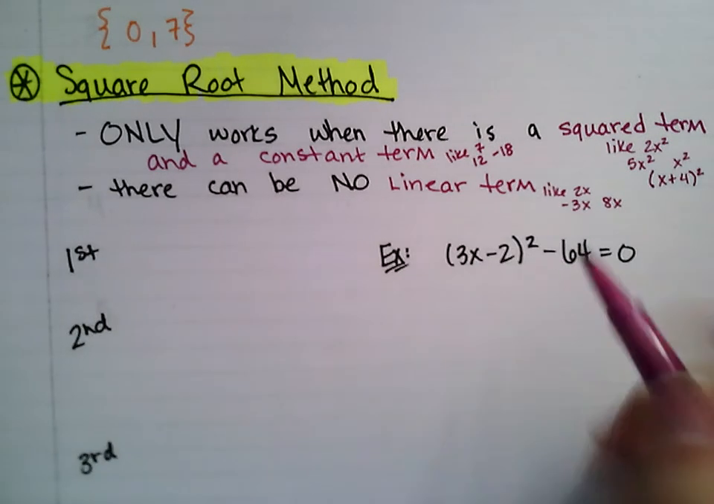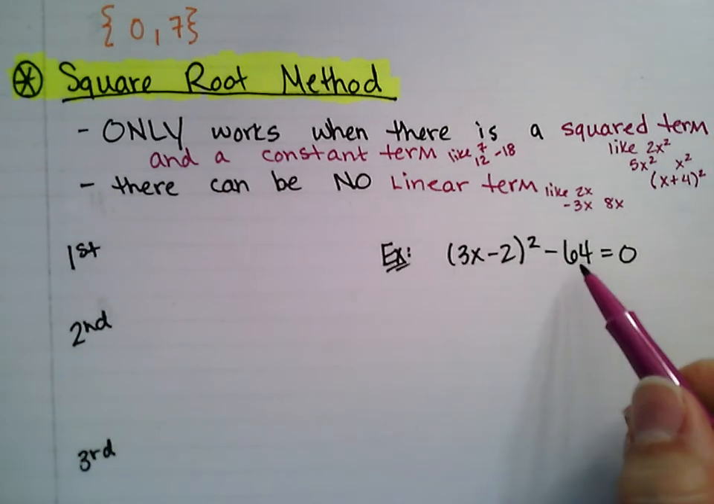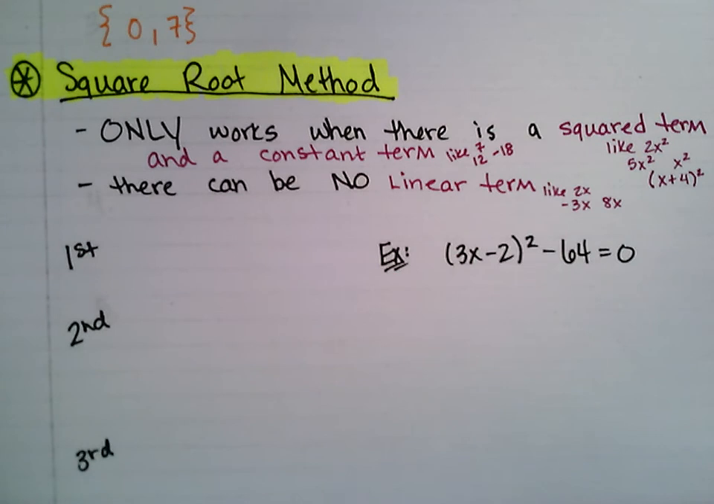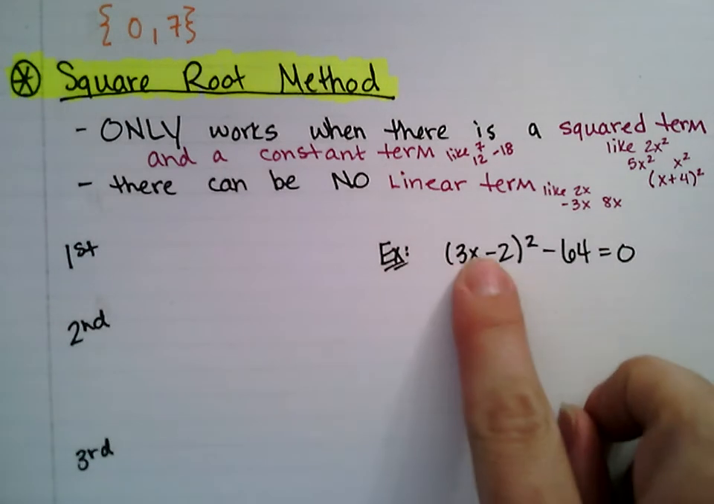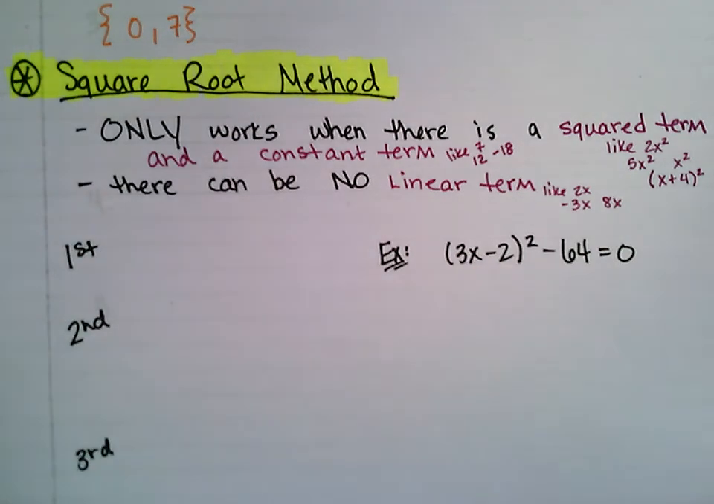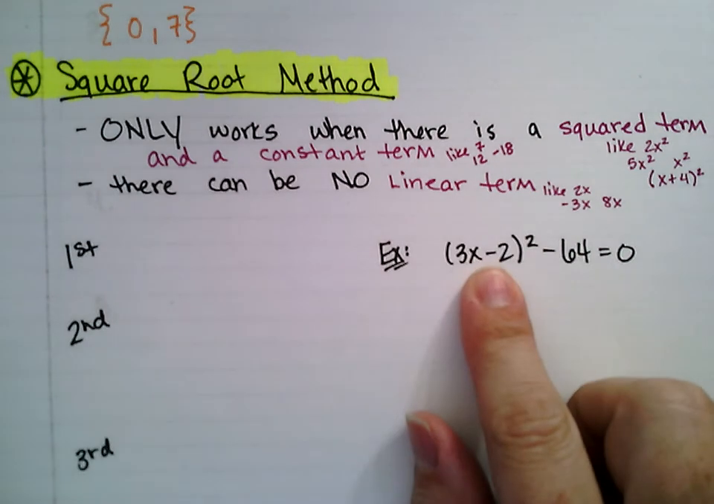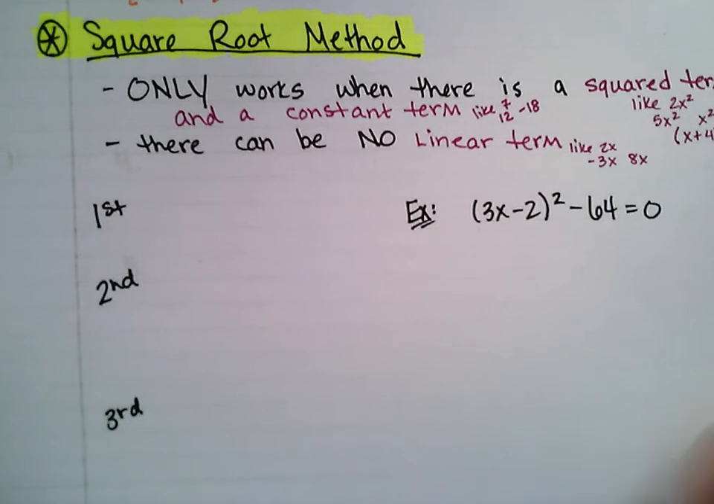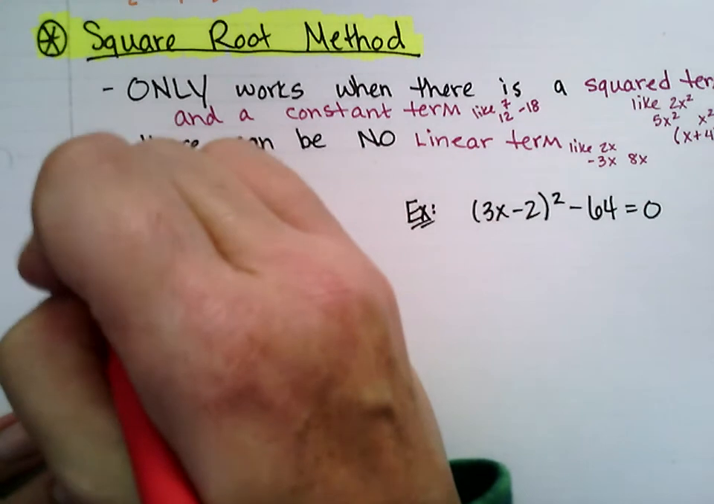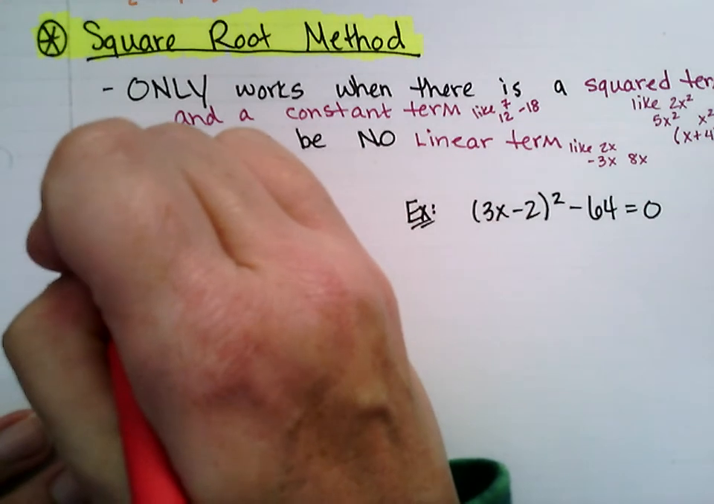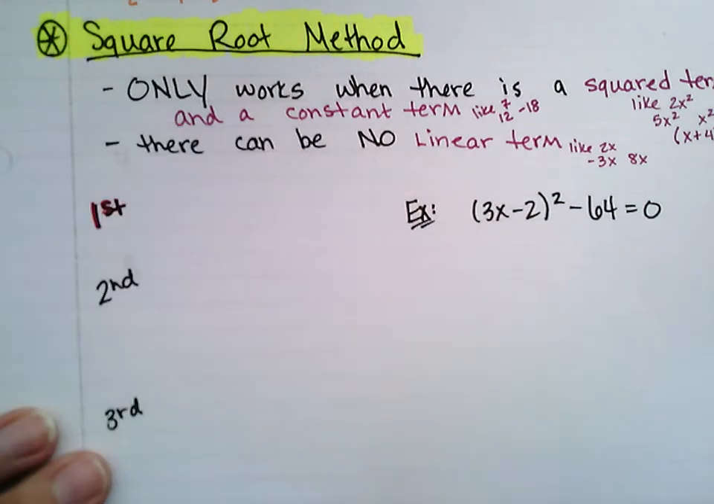So here we have a squared term and a linear term. So we have 3x minus 2 squared minus 64 equals 0. It looks a little bit weird because of the 3x minus 2 squared, and you certainly could FOIL that out and then combine like terms and solve by factoring, but this is going to be the fastest way to solve a problem like this, even though you got to remember that you can do it, it is faster.